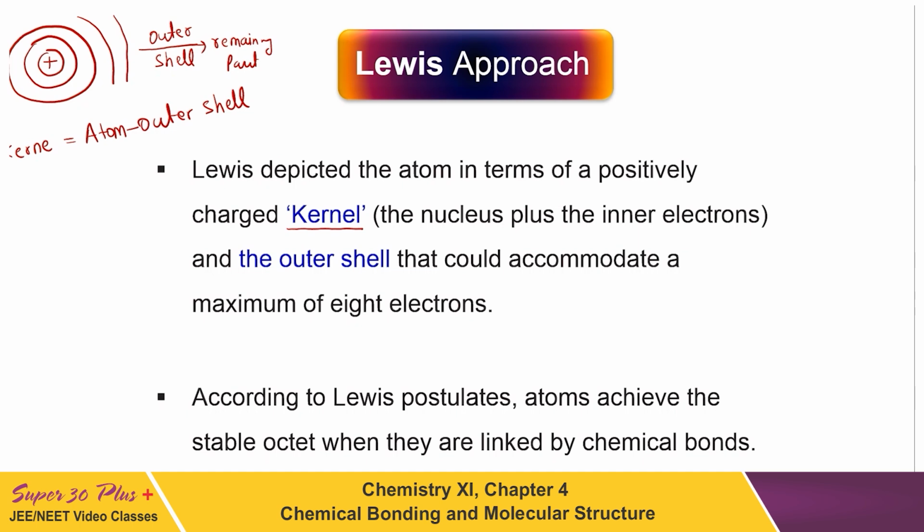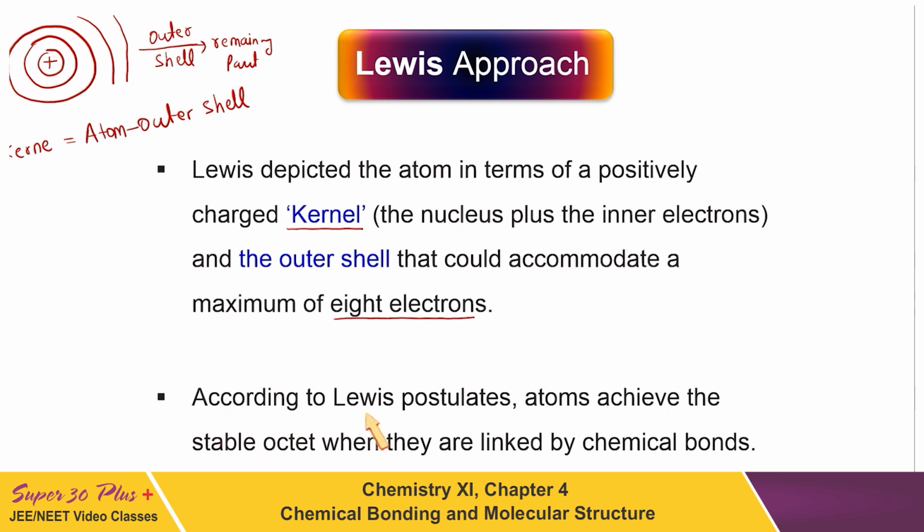Lewis represented that kernel, and the outer shell could accommodate a maximum of 8 electrons. Later this was called the octet rule, meaning the outer shell of any atom can accommodate a maximum of 8 electrons. This is what the octet rule says. Whether it is right or wrong is another point of debate that we shall see in the coming lectures.